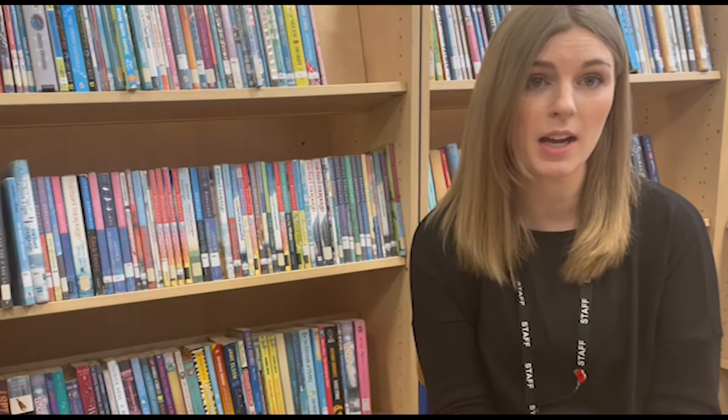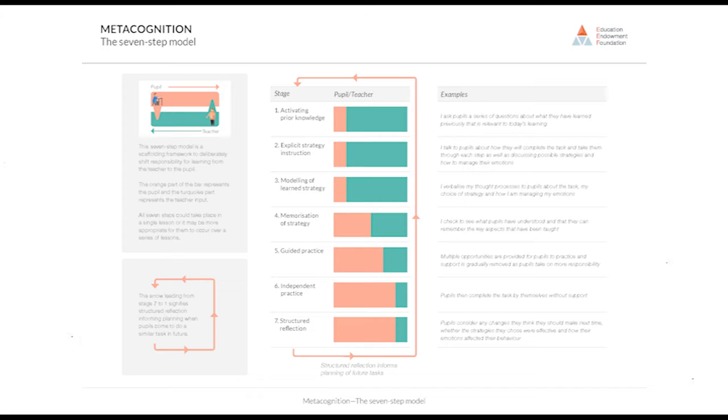The seven-step model is a framework based on recommendation 2 of the EEF guidance on metacognition and self-regulation. It's a framework that supports you in delivering new concepts and skills to your pupils. It is about the level of scaffold that you provide for your pupils in their learning and how you then gradually remove that scaffold to the point of independence.